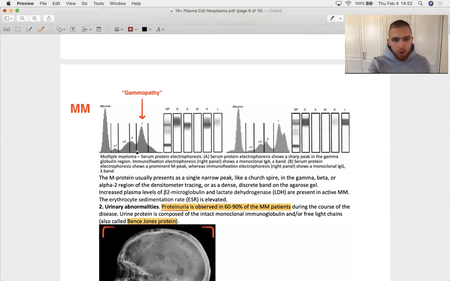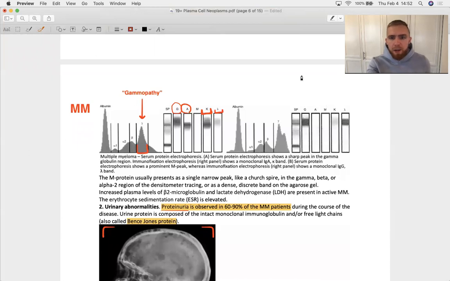Here's your gamma region on electrophoresis. And again, that's why we call it a gammopathy. And if you were to subdivide that and break it down farther, you'd see there's a bunch of IgG and IgA on this patient's electrophoresis. And then you also see some kappa Ig chain and a little bit of gamma here.